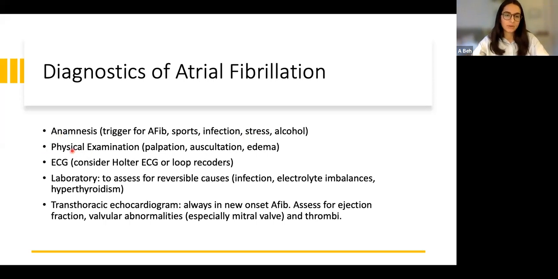Then we always have to do a physical examination of our patient. So we palpate the patient's wrist for the pulses, like I already said. We can auscultate the patient's heart, and we can check for edema, so for heart failure signs, so edema in the legs, swelling of the legs. We then have to do an ECG.